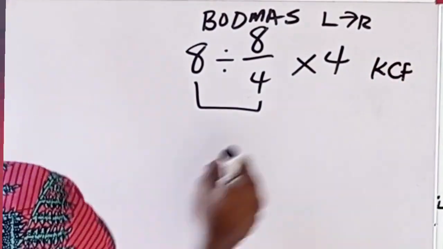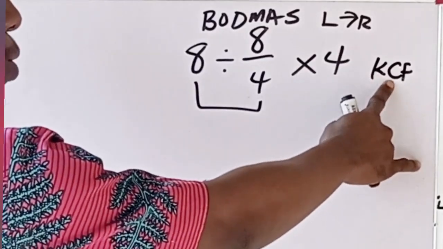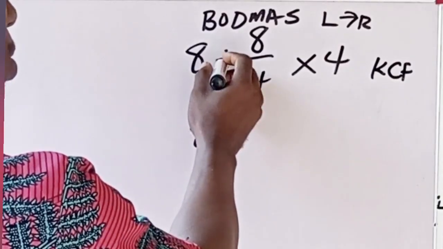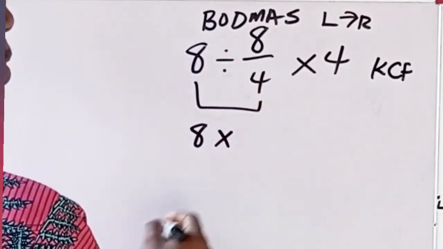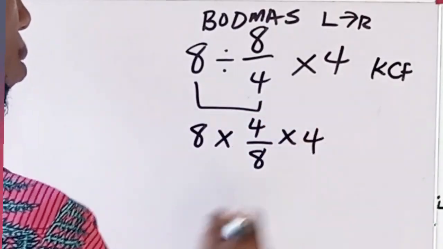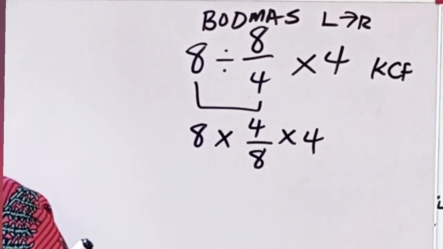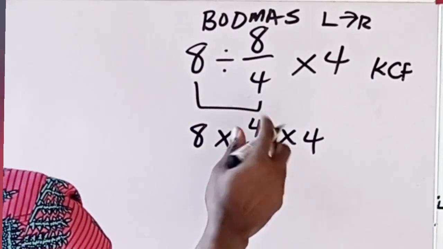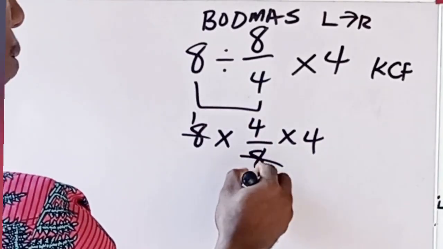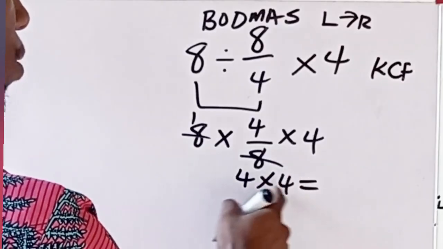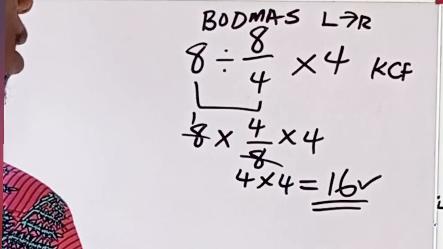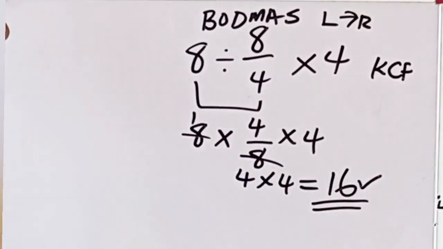This KCF rule, this K stands for keep, C stands for change, this F means to flip. So we are going to keep 8. We are changing division to multiplication. Then we'll flip this. It will be 4 over 8 times 4. Now we have two operators here, so we just solve from left to right. So 8, we cancel this 8, which is 1. We are left with what? 4 times 4. So 4 times 4 will give us 16. And this is our final answer. Our final answer is 16.